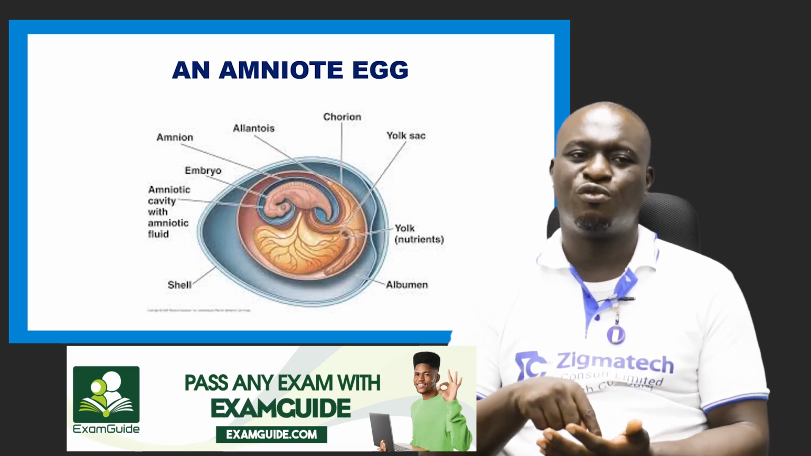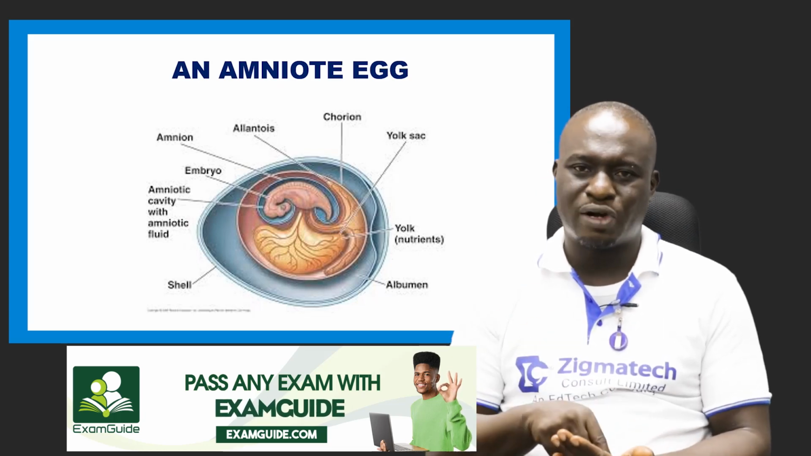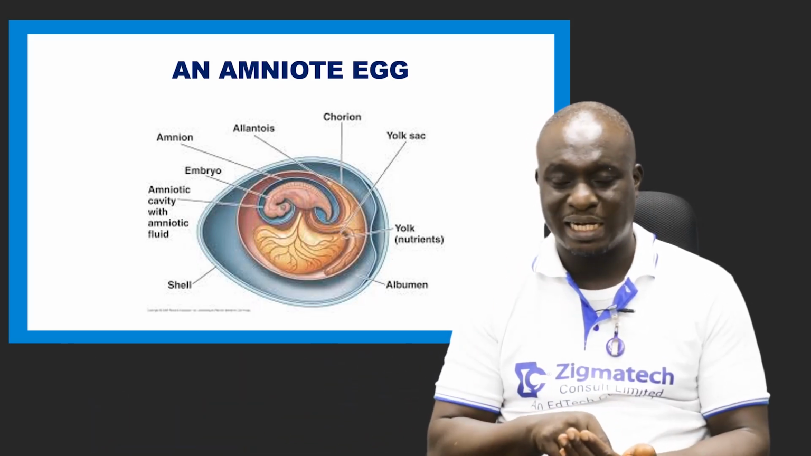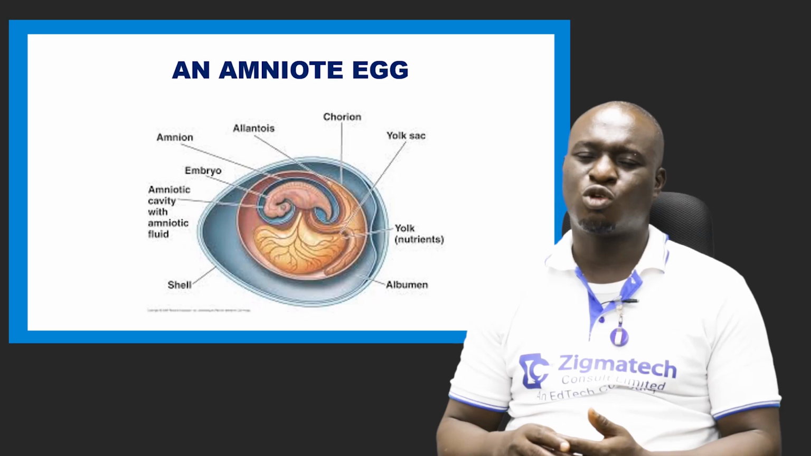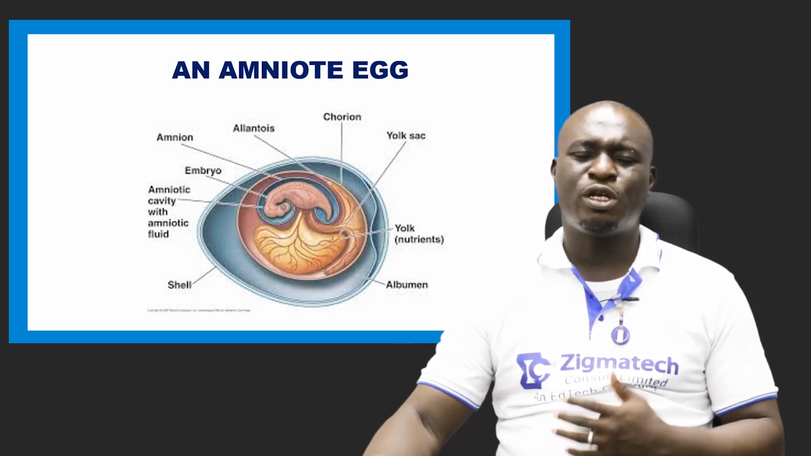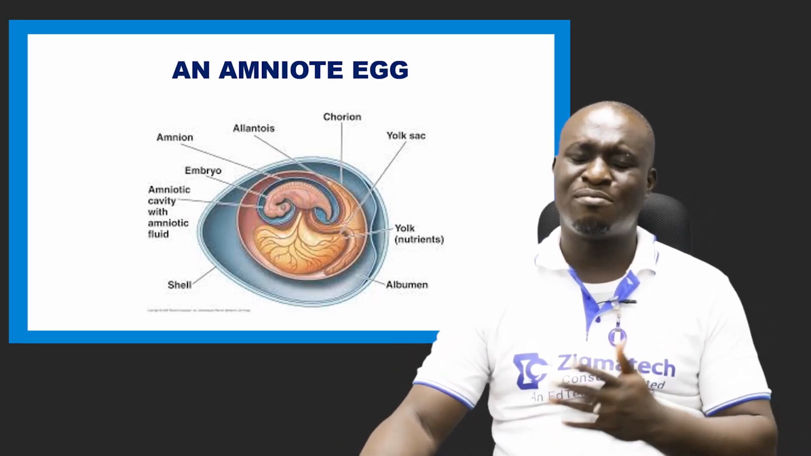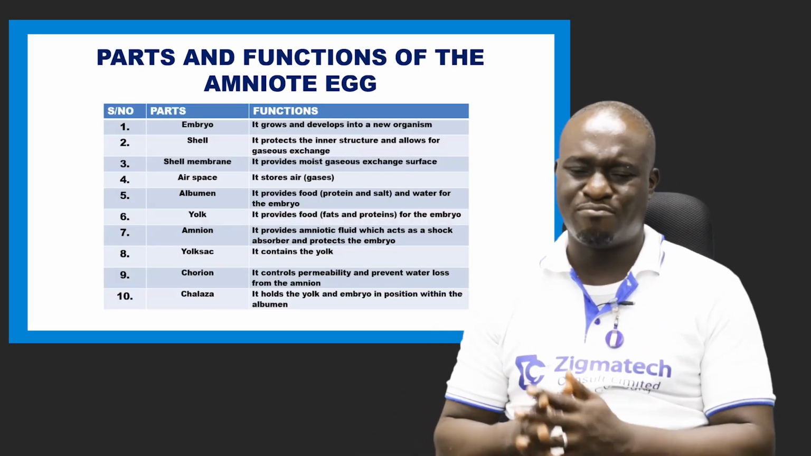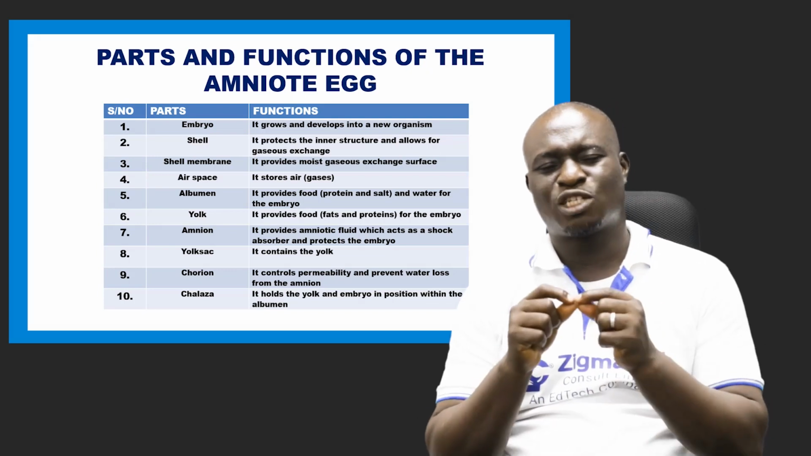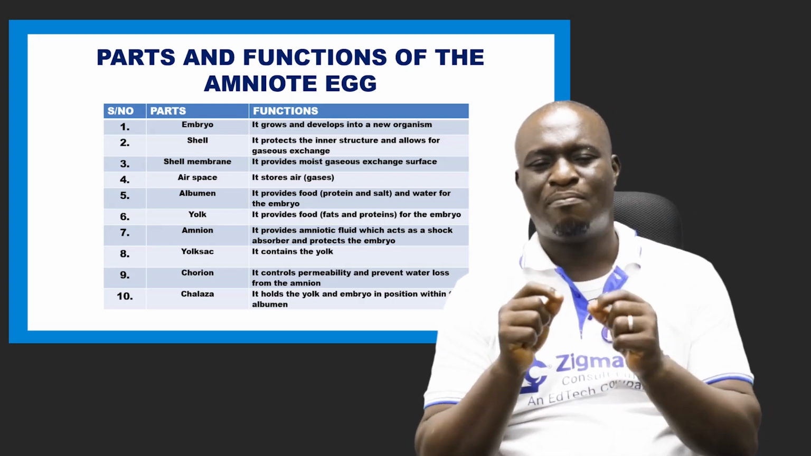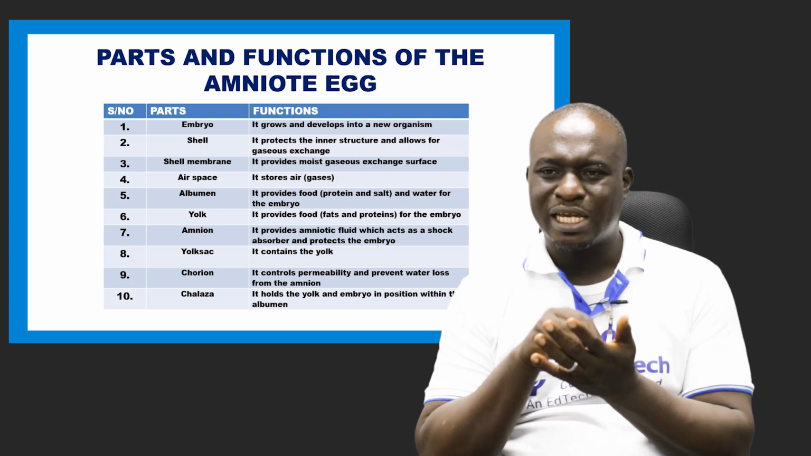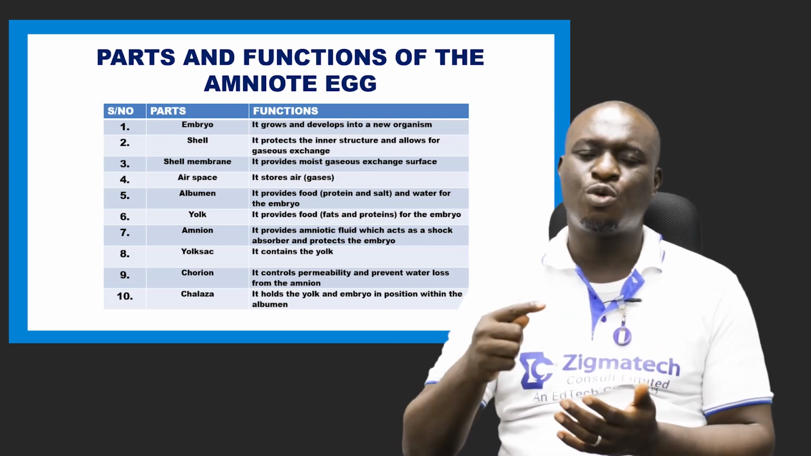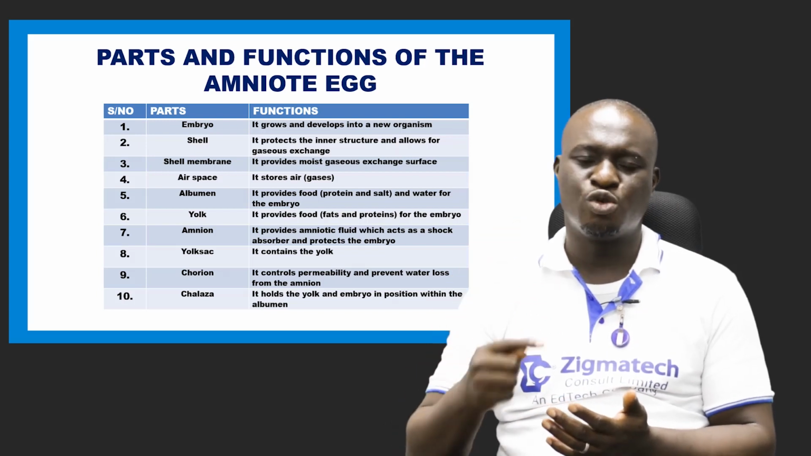Now, inside of the yolk, we have the embryo, which is the young animal that is found inside, okay? Then we also have what we call the chalaza. Now, we're going to be looking at the parts of this amniote egg and their major functions. First one is the embryo. The embryo is actually the most important thing about the egg. That is the young individual inside. So it is the embryo that actually grows and develops into a new organism.